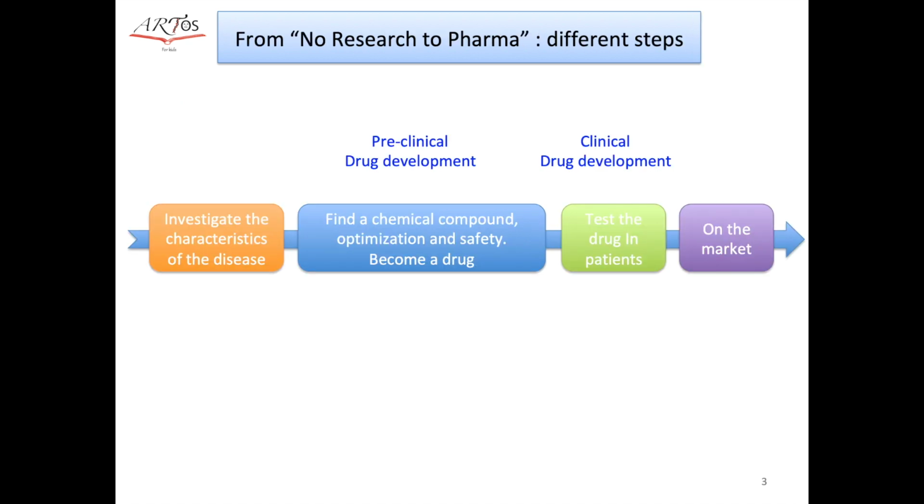The road to a drug on the market is often represented by a horizontal flowchart. Starting from investigation to characterize the disease, then molecules, also called chemical compounds, are tested for the disease, and undergo modification for optimization and safety to become a potential drug. These different steps are called the preclinical development. When the optimized chemical compound fulfills the requirement to be tested in humans, the clinical phases are performed before going to the market.